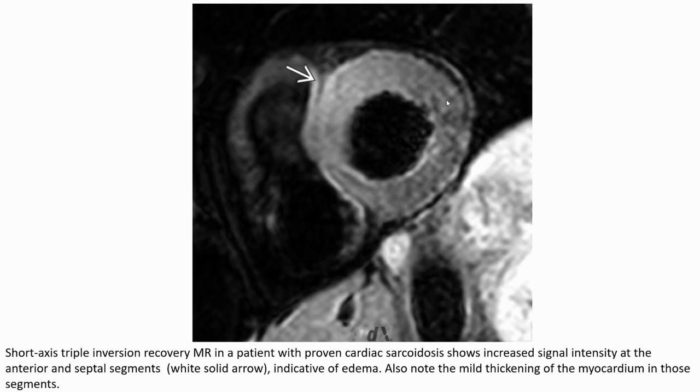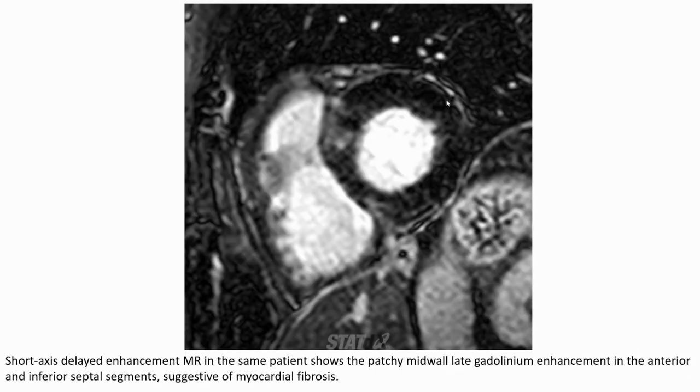So here it is. This is a short axis inversion recovery MR in a patient with proven cardiac sarcoidosis, showing increased signal intensity at the anterior and inferoseptal segments, indicative of edema. Also note the mild thickening of the myocardium in those segments. This is a short axis delayed enhancement MR in the same patient, showing patchy late gadolinium enhancement in the anterior and inferior septal segments suggestive of myocardial fibrosis.